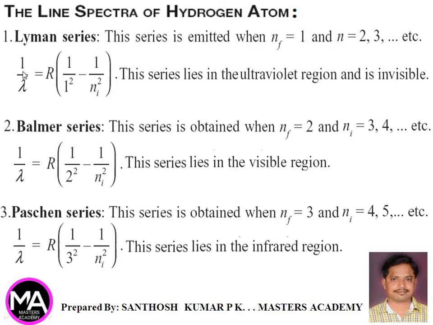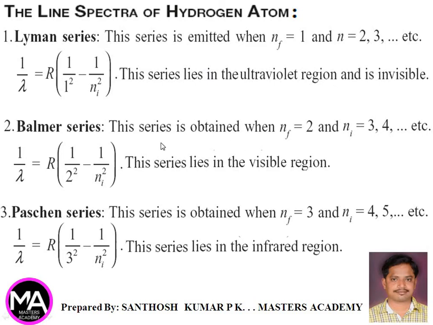And the empirical formula is 1 by lambda equal to R into 1 by 1 square minus 1 by ni square. Here the initial level is from 2, 3, 4 up to infinity. The lines in this series lie in the ultraviolet region and are invisible.